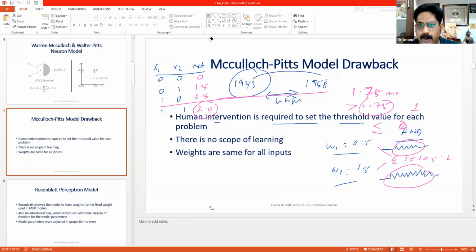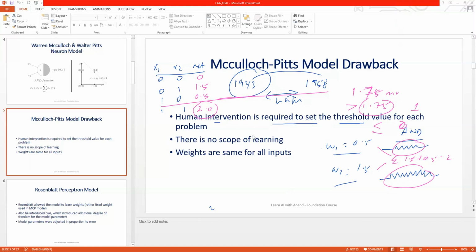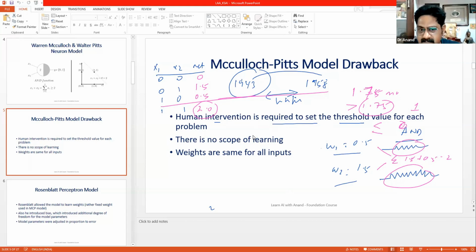So that is the problem with the McCulloch-Pitts model. From problem to problem, human intervention is required to set the threshold. You understood why human intervention is required to set the threshold? According to the problem, I need to go and change the threshold. So there is no automation, isn't it? There is no automation. Since there is no automation, there is no scope of learning.